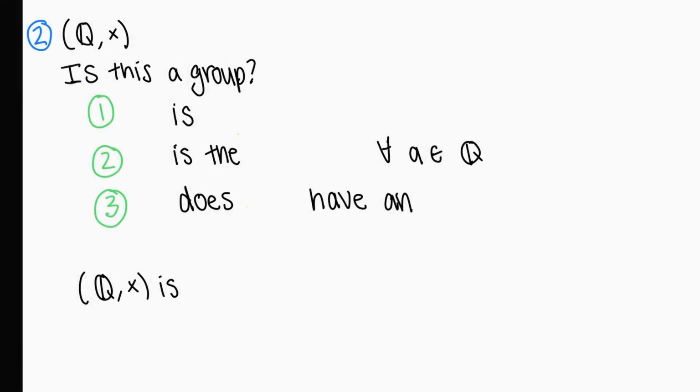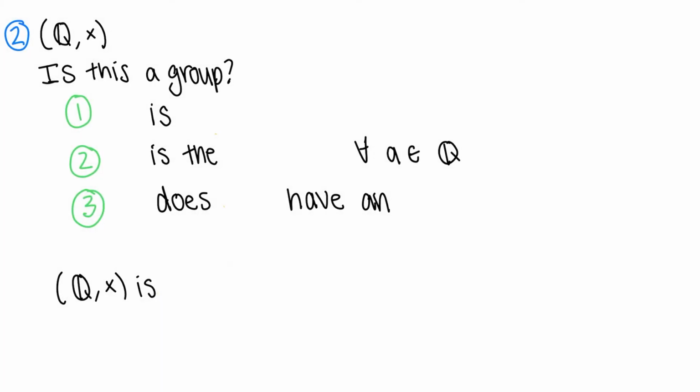The next example asks the question of whether the set of rationals under the operation of multiplication is a group. First, we know that multiplication is associative, so the first criterion is satisfied. Second, we know that 1 is the identity for multiplication, and 1 is contained within the set of rational numbers, so that can be checked off.